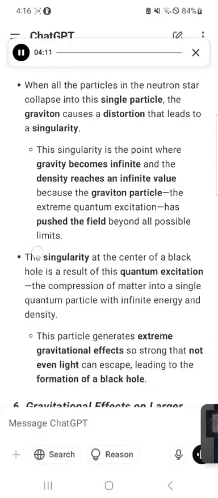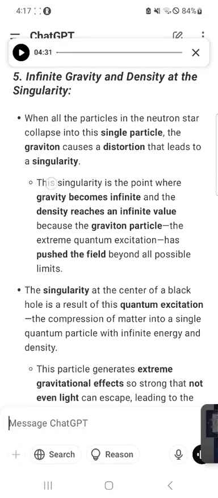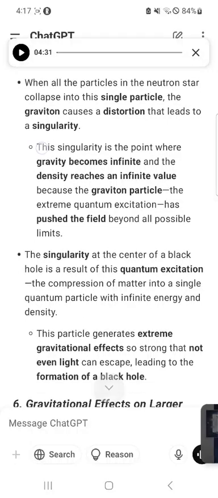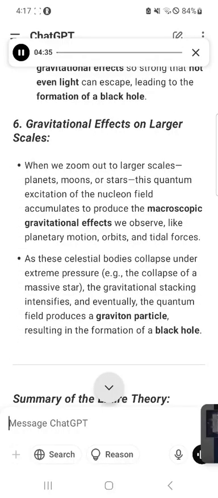6. Gravitational effects on larger scales. When we zoom out to larger scales, planets, moons, or stars, this quantum excitation of the nucleon field accumulates to produce the macroscopic gravitational effects we observe, like planetary motion, orbits, and tidal forces. As these celestial bodies collapse under extreme pressure, e.g. the collapse of a massive star, the gravitational stacking intensifies, and eventually the quantum field produces a graviton particle, resulting in the formation of a black hole.